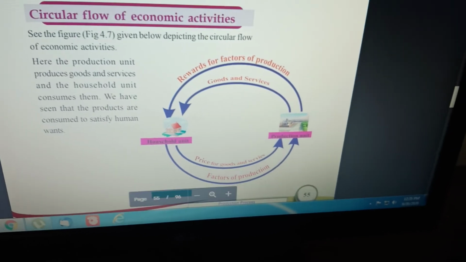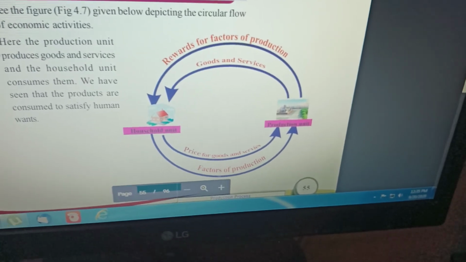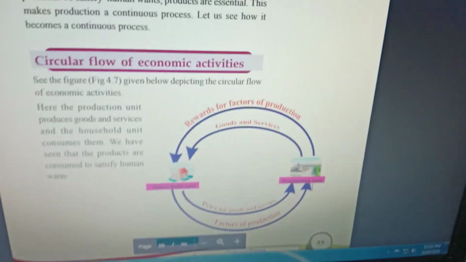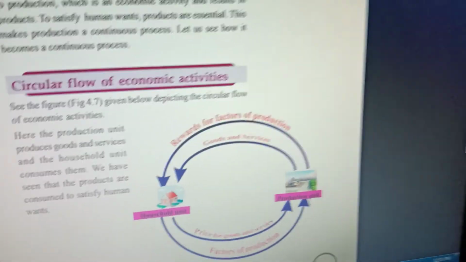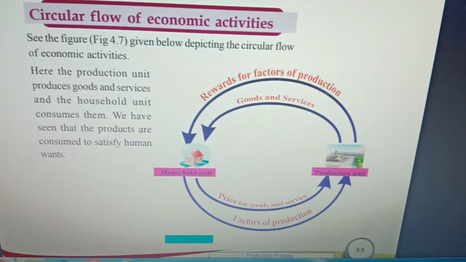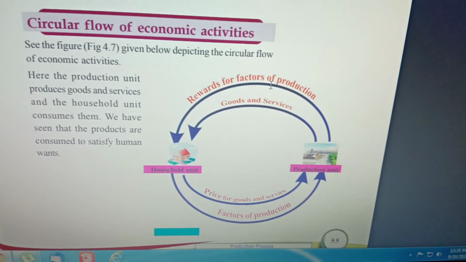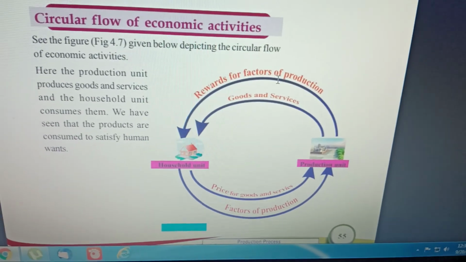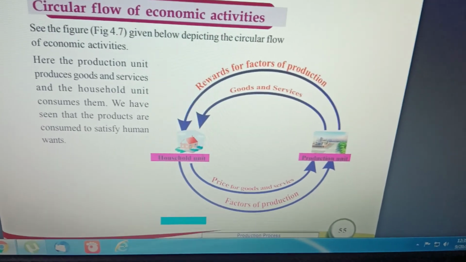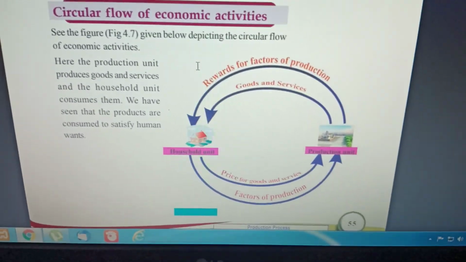Here, the household unit supplies the factors of production like land, labor and capital to the production unit. Then the production unit provides rewards for the factors of production. What are the rewards for each factor of production? For land, it is rent. Labor, it is wages. Capital, interest. Then for organization, it is profit.